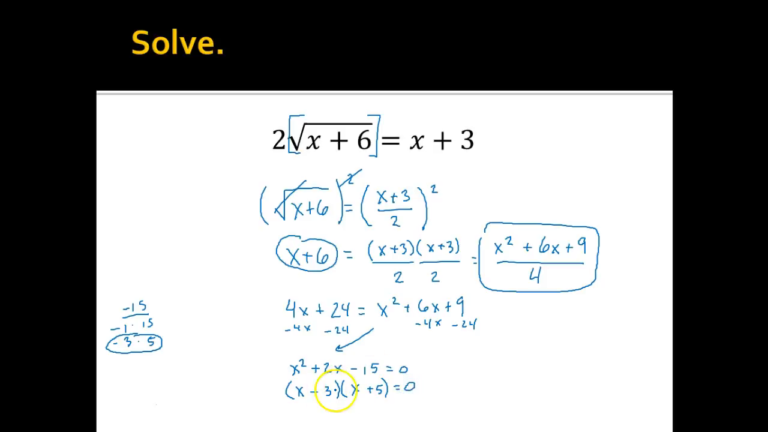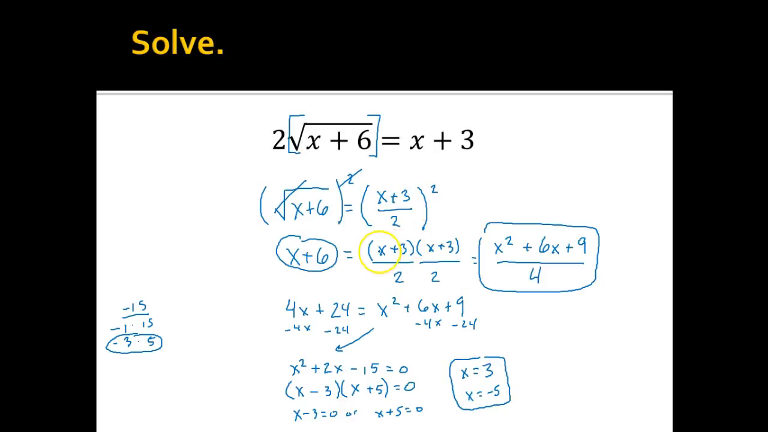Okay, so since the two things multiplied together equals 0, one of them must equal 0 for that sentence to be true. Either x minus 3 equals 0 or x plus 5 equals 0. In the first case, if x minus 3 equals 0, then x equals 3. If x plus 5 equals 0, then x equals negative 5. Okay, so now those are our possible answers.